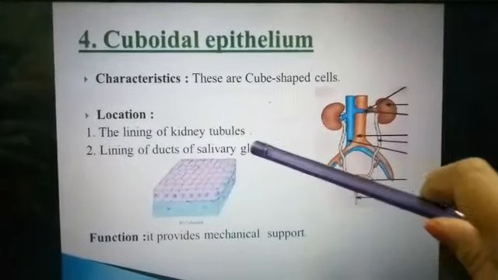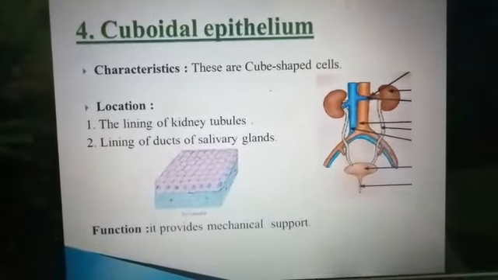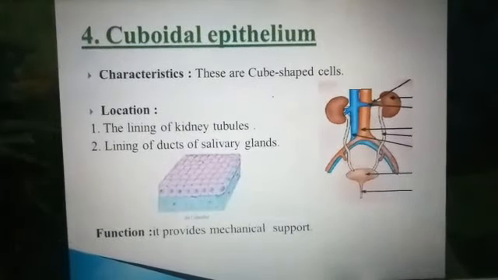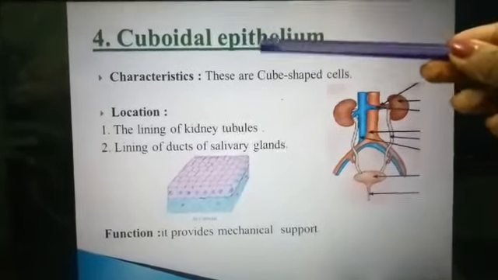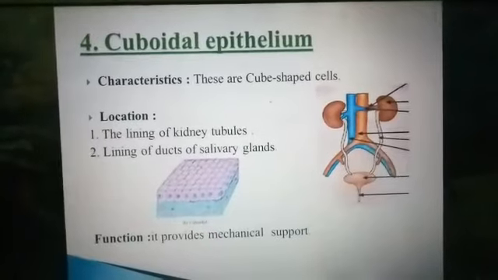Then the lining of the duct of the salivary gland. When you open your mouth, three types of salivary glands are present, and in all those ducts, cuboidal epithelium is present. What is the function there? The function of cuboidal epithelium is mechanical support, right?